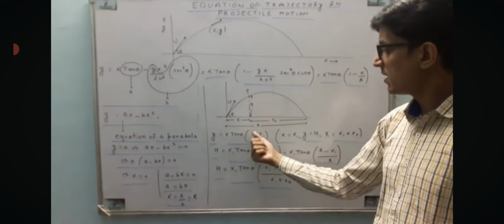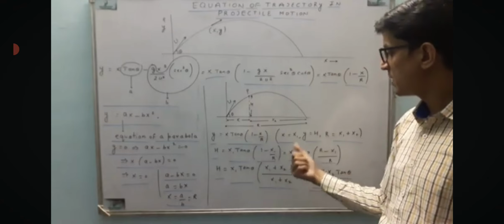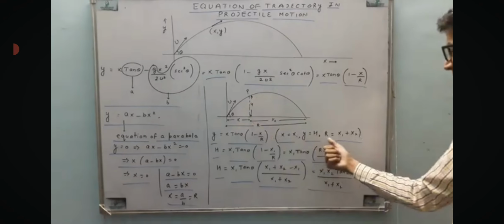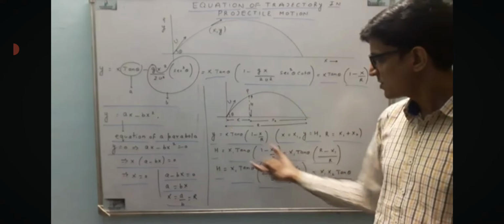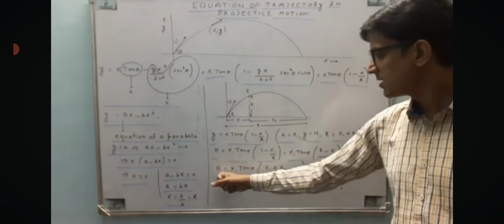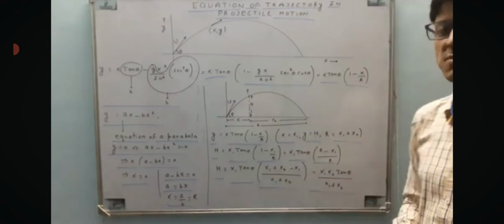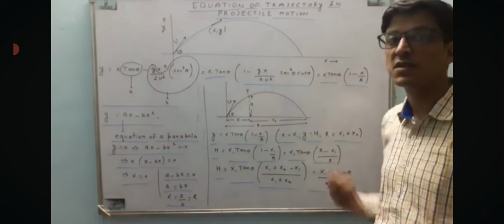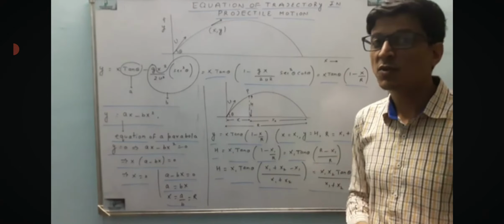Using the equation of trajectory, y is equal to x tan theta multiplied by 1 minus x by R. So x corresponding to this point is x1, y is h, and R is x1 plus x2. You just substitute the values and we get the result that h is equal to x1 x2 tan theta upon x1 plus x2. This question can be solved within 4 steps if you know this result. In this way you can solve questions quickly.